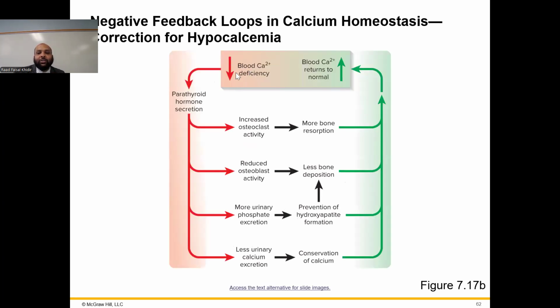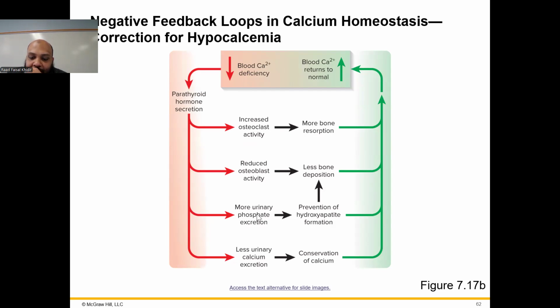There you go. A drop in blood calcium, a calcium deficiency, leads to parathyroid hormone secretion, and that leads to increased osteoclast activity, reduced osteoblast activity, and there is less urinary calcium excretion. That is the correction for hypocalcemia.